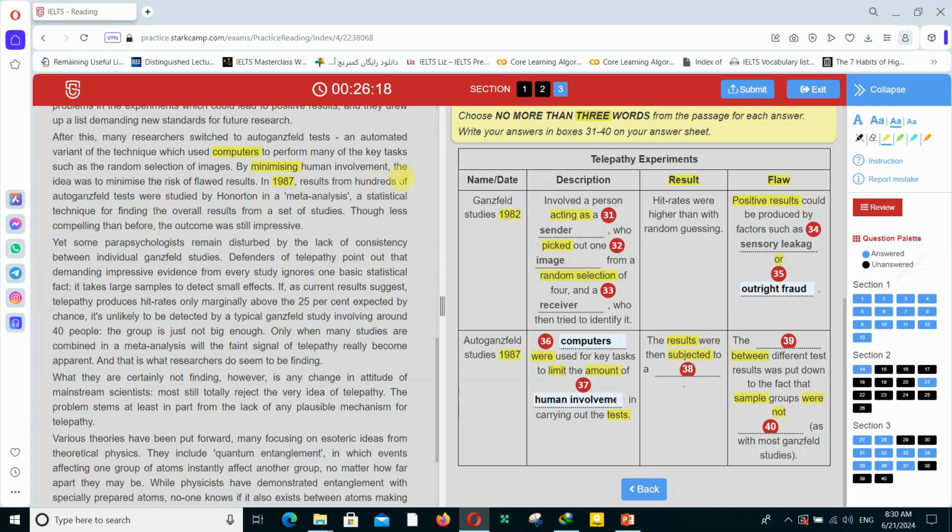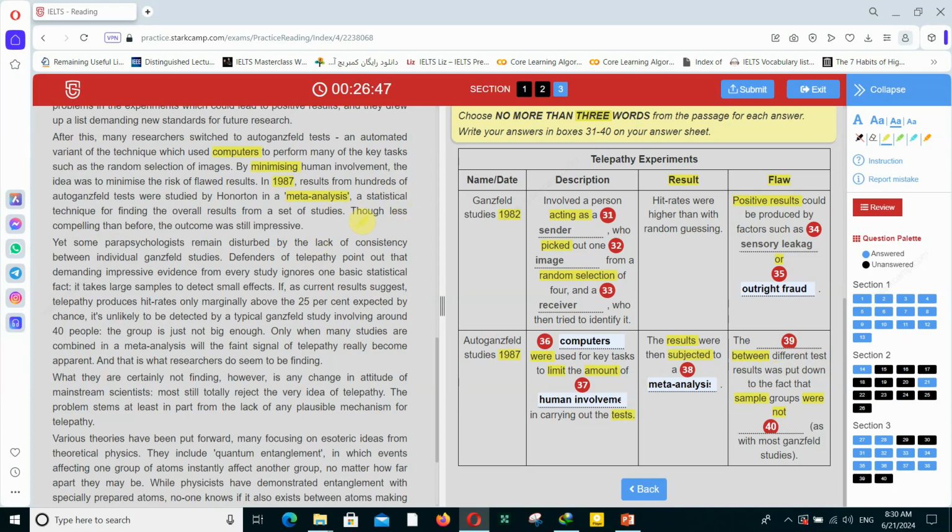In 1987, results from hundreds of autoganzfeld tests were studied by Honorton in a meta-analysis, a statistical technique for finding the overall results from a set of studies. Meta-analysis, and don't forget to write down the hyphen actually. So, question 39: the what between different test results was put down.